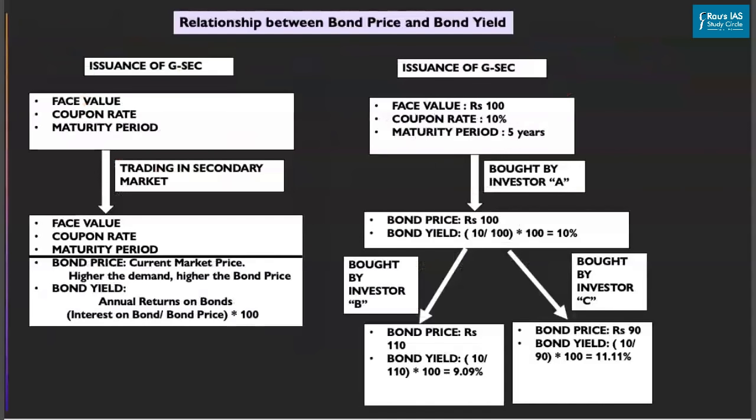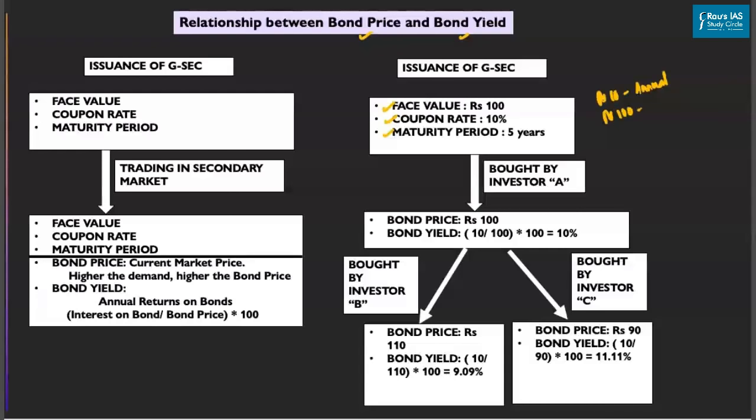Now coming to the relationship between the bond price and the bond yield. Let's say I'm an investor and I bought a government security from the RBI directly. Let's say I bought this government security at a face value of rupees 100. The coupon rate is 10% and the maturity period is 5 years. This means that I'm entitled to get rupees 10 in the form of interest on an annual basis, and I have basically paid rupees 100 in order to purchase this particular government security.